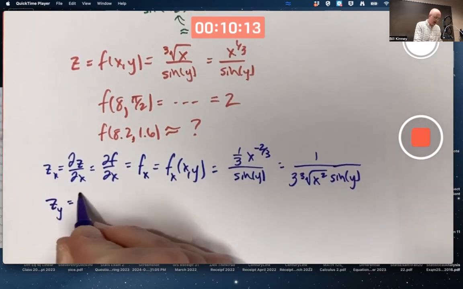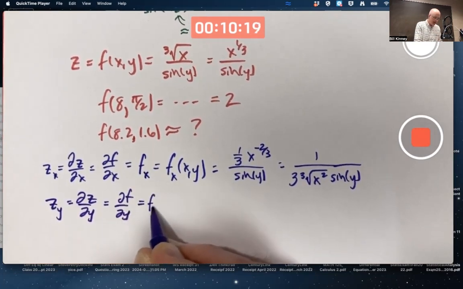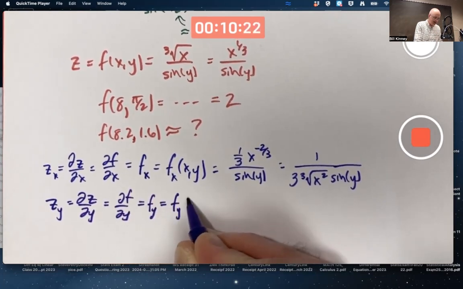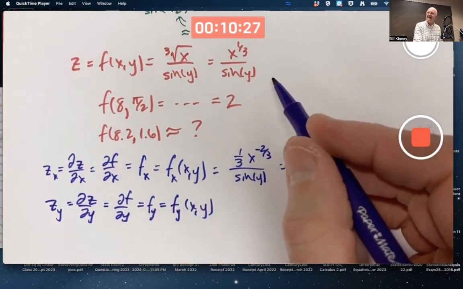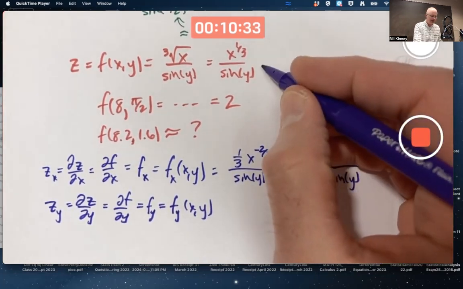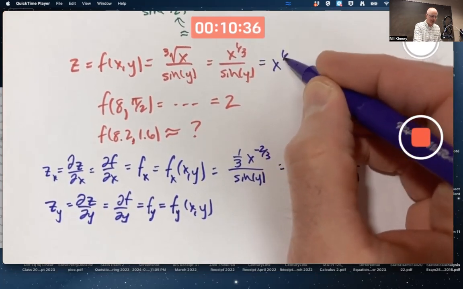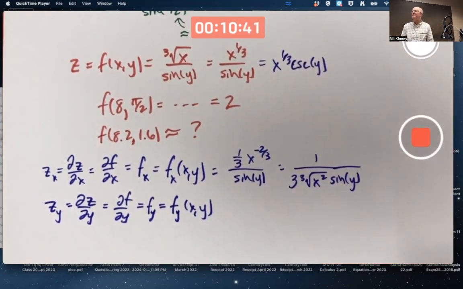Partial of z with respect to y, its various notations, some more sloppy than others. Probably the best notation is the final one here. Differentiate this with respect to y. I guess I'd need the quotient rule. Or I could also write this as x to the 1/3 times cosecant of y, if I wanted to. You probably don't remember the derivative of cosecant. The derivative of cosecant of y would be negative cosecant y cotangent y. Maybe it's better to use the quotient rule.